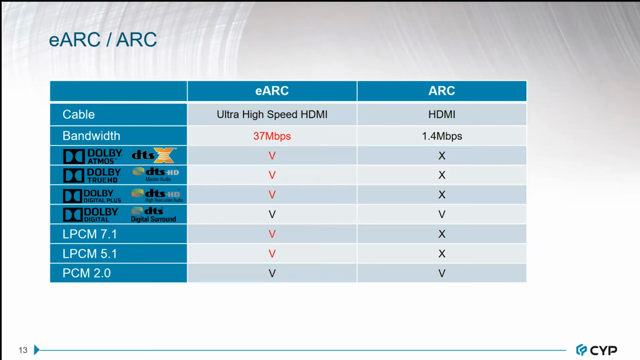Here we list the difference between eARC and ARC. eARC supports 37 megabits bandwidth, all common Dolby and DTS formats, and LPCM up to 7.1 channel, while ARC only supports Dolby Digital, DTS Digital Surround, and PCM 2 channel.